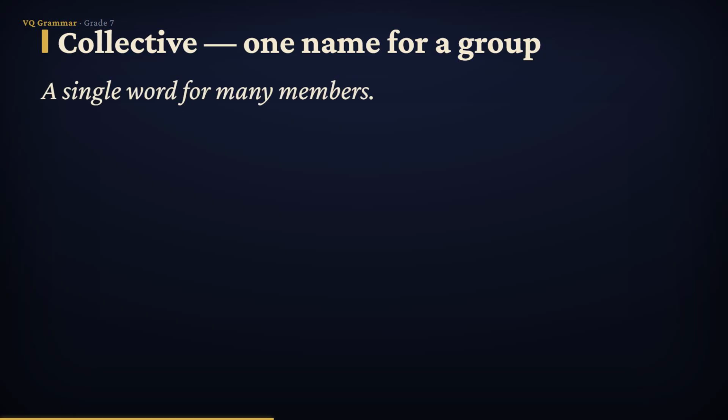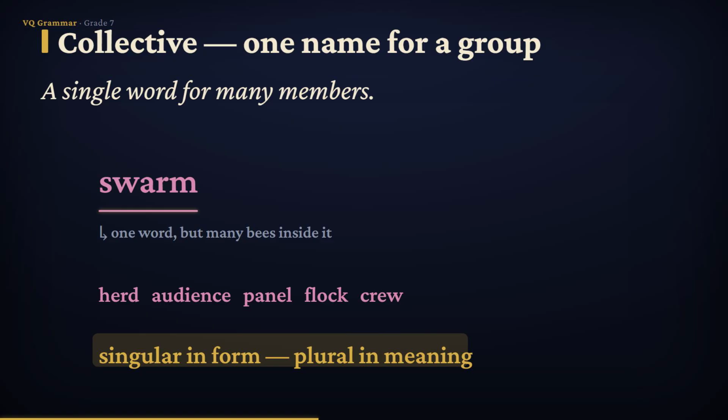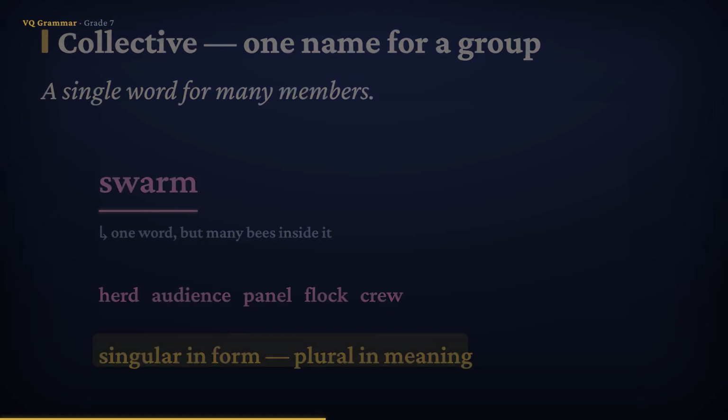The third family is the most surprising, collective nouns. A collective noun uses a single word to name a whole group of members. Take the word swarm. It looks like one thing, but a swarm is really many bees buzzing together. English is full of these: herd, audience, panel, flock, and crew. Each one is singular in form, just one word, yet plural in meaning, because a group is hiding inside it.